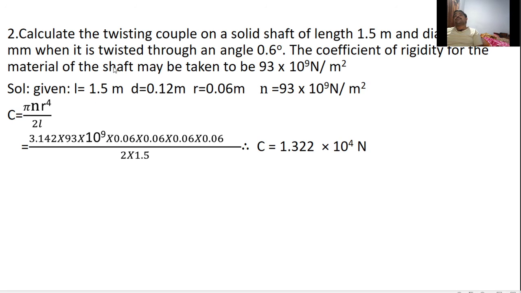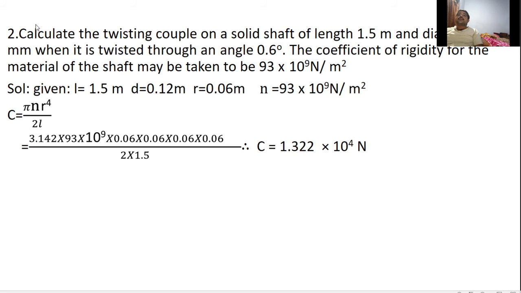The next problem is to calculate the twisting couple on a solid shaft of length 1.5 meters and diameter 120 millimeter when it is twisted through an angle of 0.6 degree. The coefficient of rigidity for the material of the shaft may be taken to be 93 into 10 to the power 9 Newton per meter square.